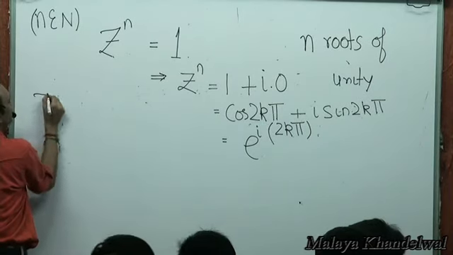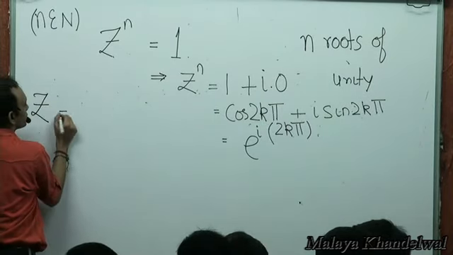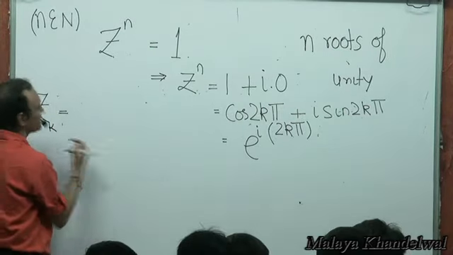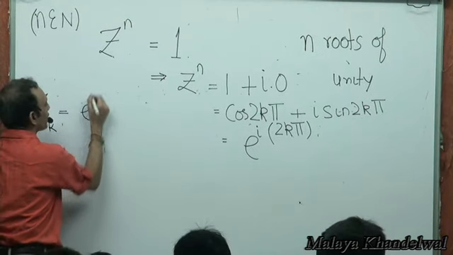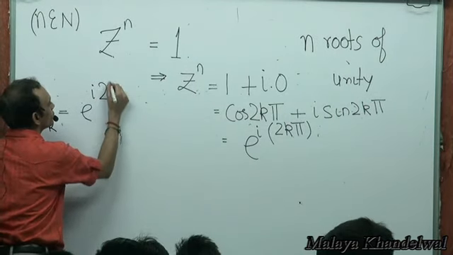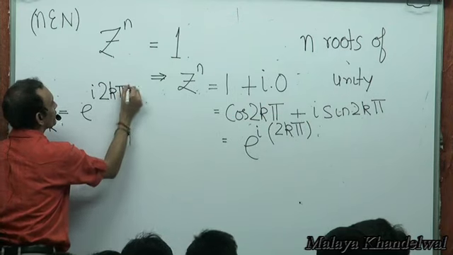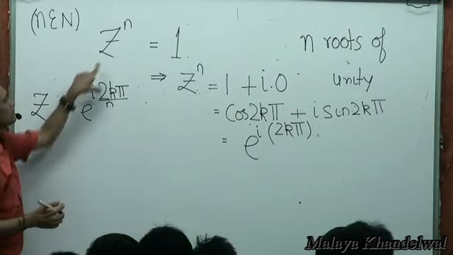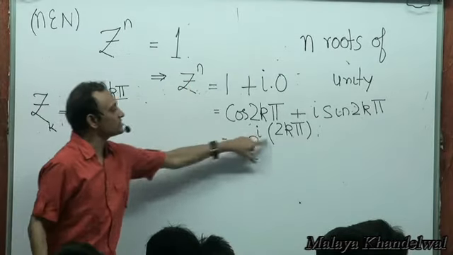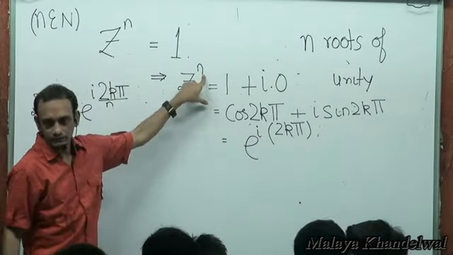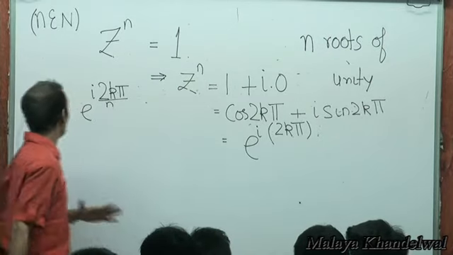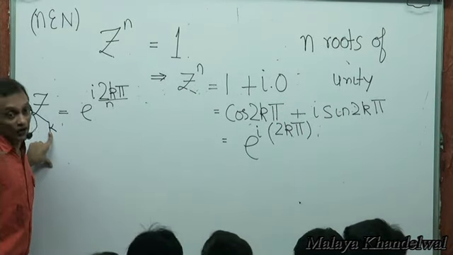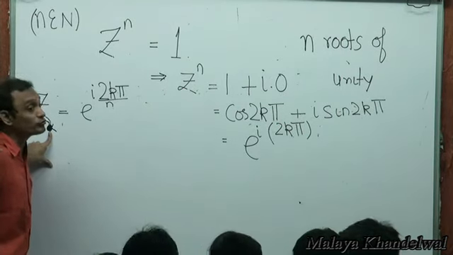The various values of z, let's say zk, for any k, a value of z that satisfies this would be zk equal to e to the power i 2k pi divided by n. That's a root of this. Z is this to the power 1 by n. That's zk. So these zk's are the various n roots of unity.